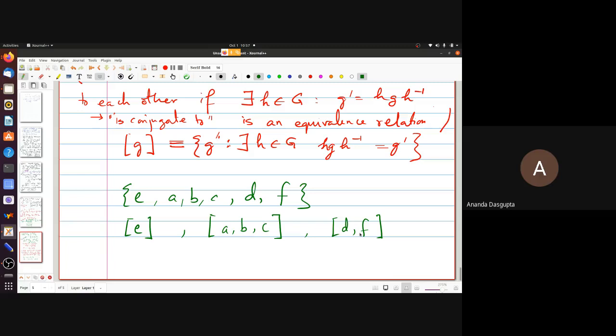Remember, ABC are reflections and D and F are rotations. It's not true that all reflections have to belong to the same conjugacy class, or that all the rotations have to belong to the same conjugacy class. But there are geometrical ways of figuring out what the conjugacy classes will be. Just think of what these reflections and rotations actually do. That's what I used to write down the conjugacy classes.